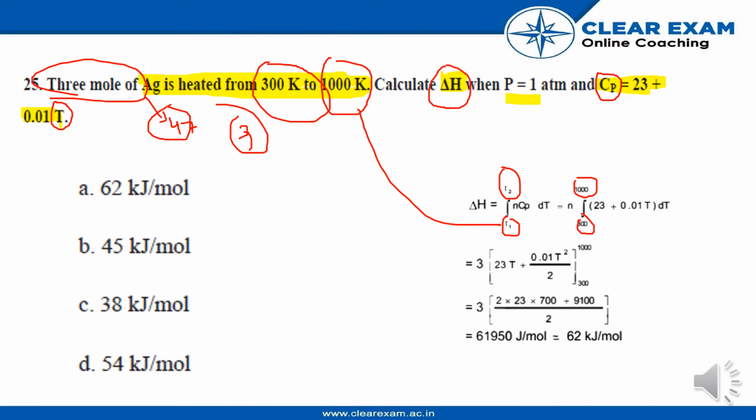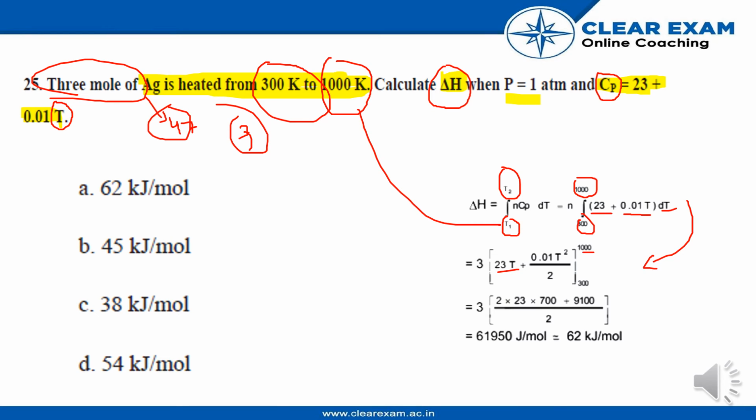Then we have n Cp dT. We are integrating, so n will be constant. Then we have 23 plus 0.1T for this. Now we are simply integrating this. How we are integrating is we are simply putting the constant with the variables which do not have constants. So 23 becomes 23T, and this becomes T squared upon 2, and the 3 comes outside from this due to integration.